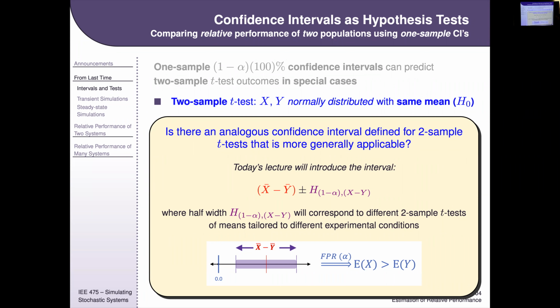That's what we're going to be talking about today: how you turn two sample t-tests into a confidence interval, where that confidence interval is a representation of the difference between the two systems. If that difference overlaps with 0, then we can't conclude anything about the two systems. But if the difference does not overlap with 0, we can conclude that one system has a larger performance measure than the other. So that's what we're getting into here. How do we build these two sample confidence intervals?